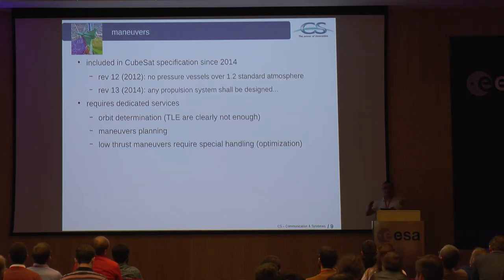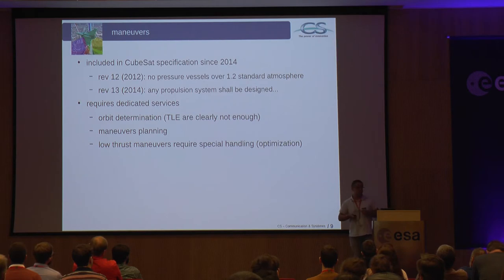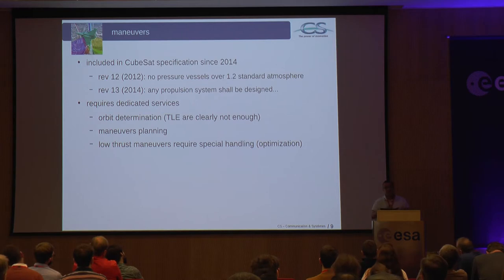For the maneuver, now the second part in the flight dynamics that is changing from the CubeSat point of view, the maneuver. Now the CubeSat may have some maneuvering. In revision 12 of the specification, it was not possible to have a pressurized vessel inside the CubeSat. It was forbidden. So at that time, people thought about FEEP thrusters that do not have a pressurized vessel. However, now it is possible to have a pressurized vessel. It is possible to have a propulsion system inside a CubeSat.